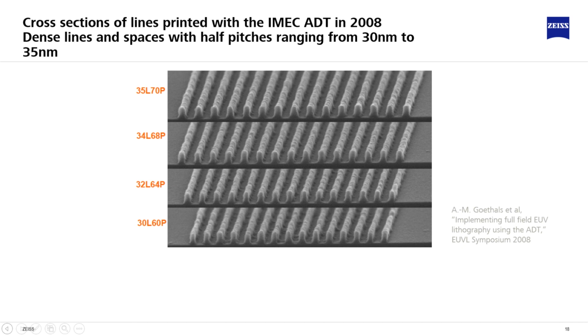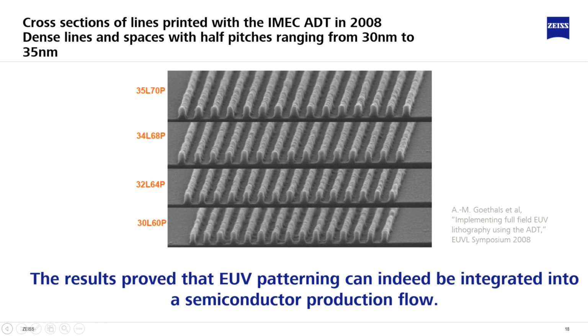At IMEC, as well as at Sematech, the Alpha Demo Tool was part of an integrated process line. First functional devices were produced in Albany in 2008, the SRAM cell of an AMD Typhoon full chip layout being printed. A 22nm SRAM cell was demonstrated by IMEC in 2009. These results proved that EUV patterning can indeed be integrated into a semiconductor production flow.